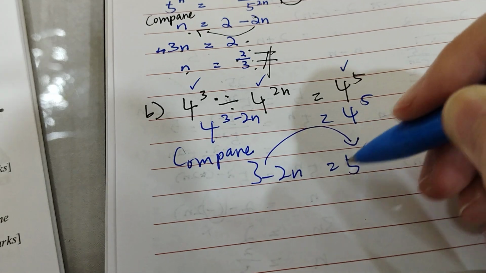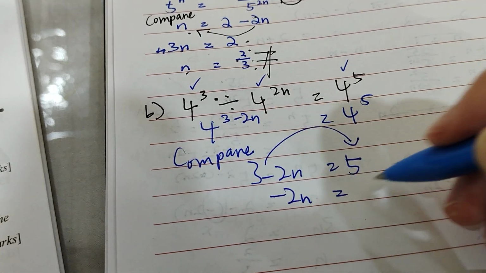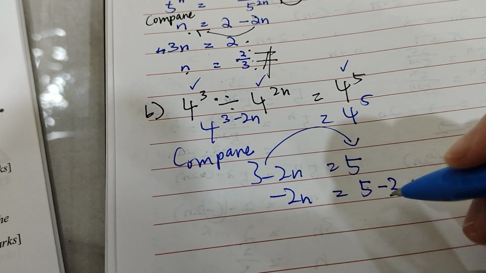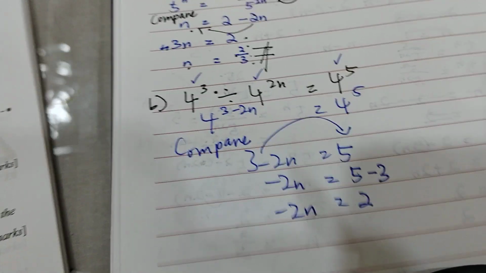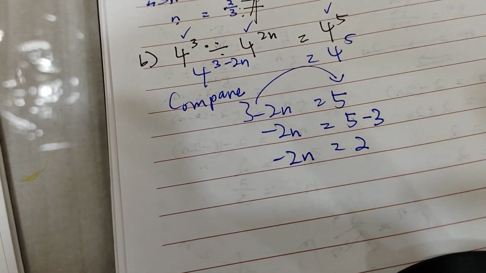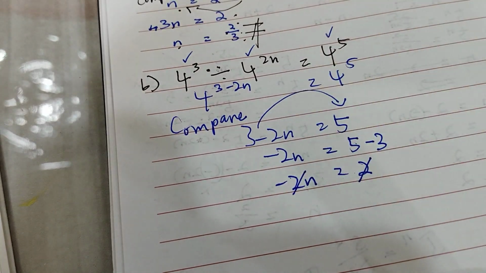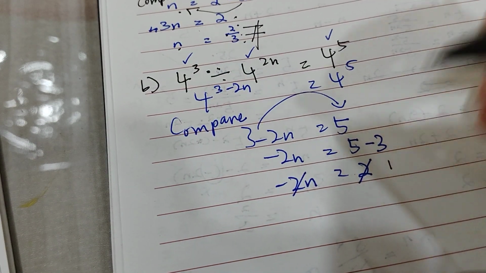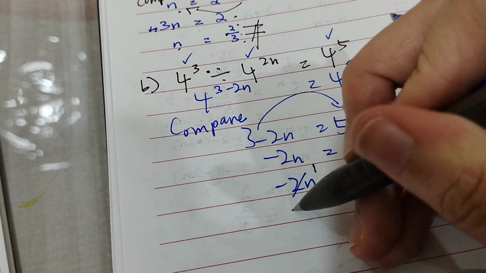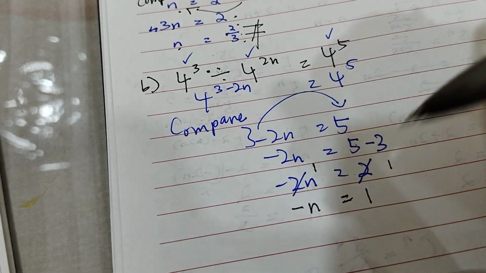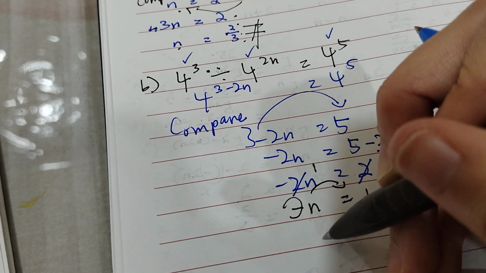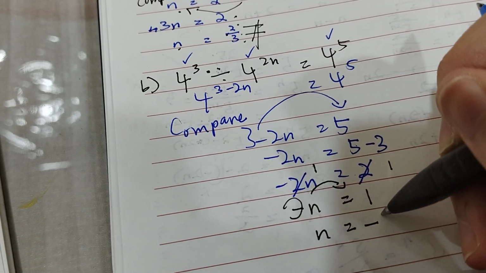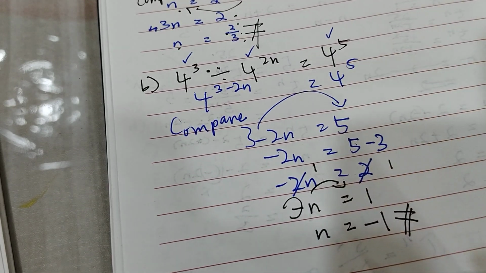Put the 3 over there, you will get negative 2n is equivalent to 5 minus 3 equals 2. Negative 2n. Okay, 2 and 2, you can divide. 2 divided by 2, you get 1. So you should get 1 over here. But this is negative n is equivalent to 1. I want just the positive n, so the negative symbol I throw over there, I get positive. So n equals negative 1. That is your final answer.